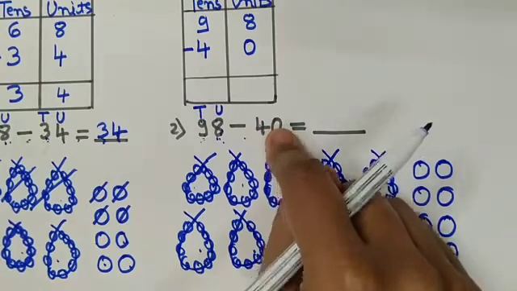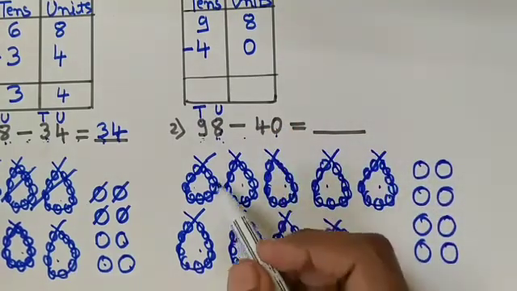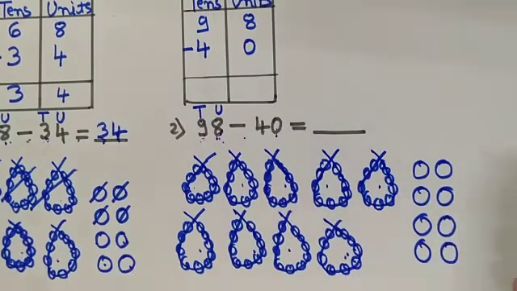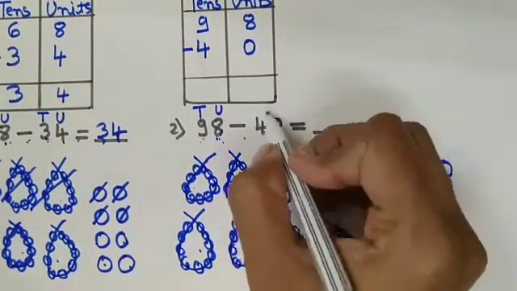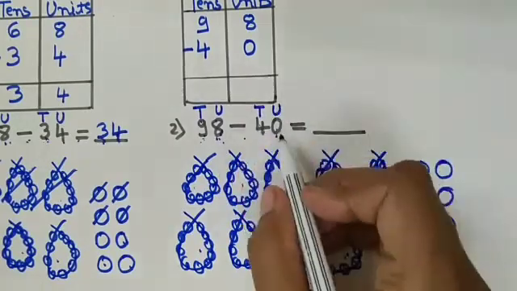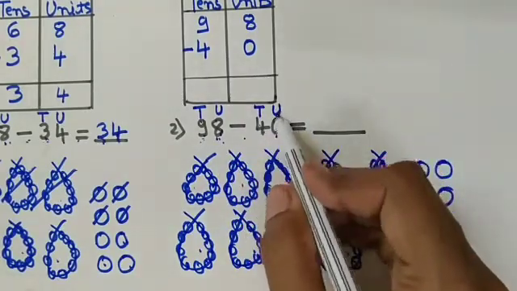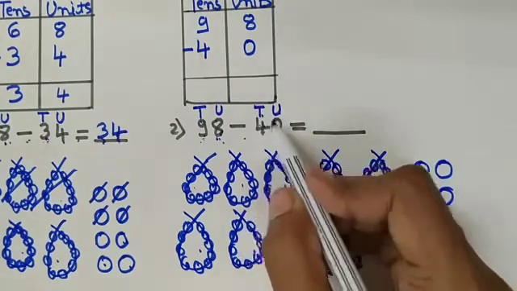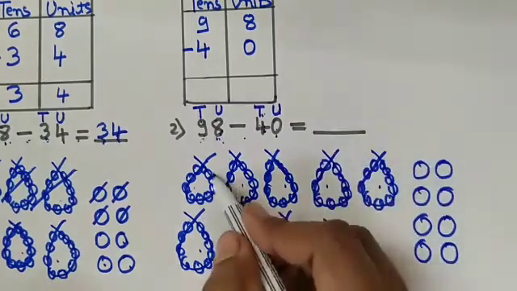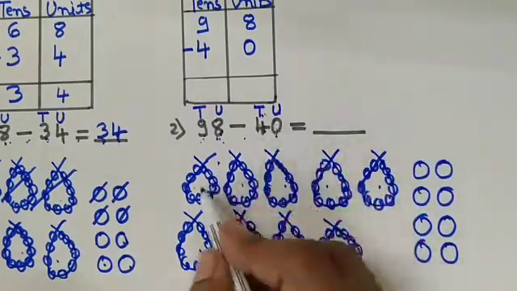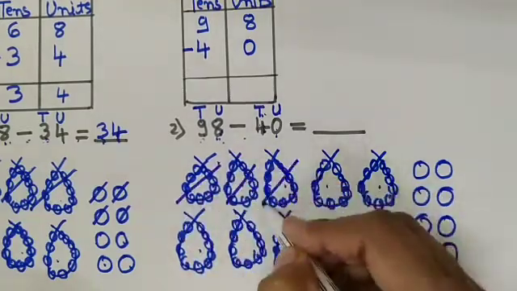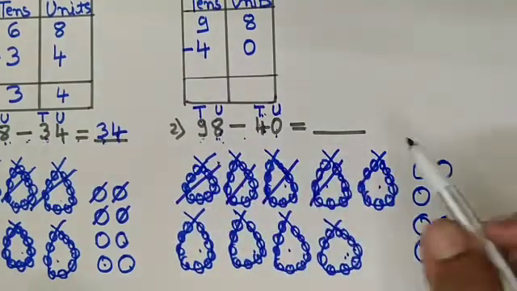40 minus 40. We have to cut down 40 beads from this. So how to cut that, children? First we have to find out how many tens and how many units. Here we have 0 at unit place and 4 at tens place. So we have 4 tens, that is 40 beads. So first we will cut 4 tens out of this 9 tens. One, two, three, four tens.